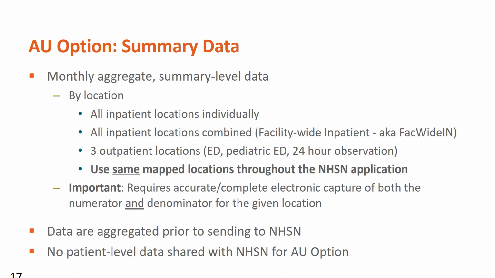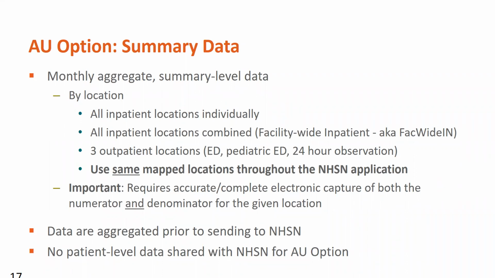The next bullet, use the same mapped locations throughout the NHSN application, is a little bit less important for you all, but that's just to say that we would like the same patient care locations used for the HAI reporting to also be used for the AU reporting, just to make things a little bit more straightforward in NHSN. But again, that's a little bit more important to know once you're in the process of submitting. So keep that in mind for anyone that is in the process of submitting.